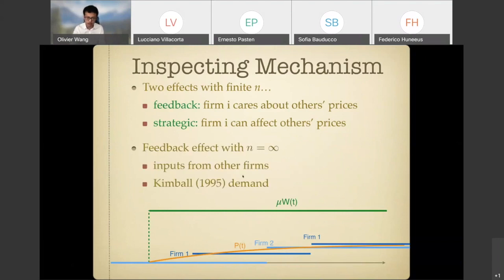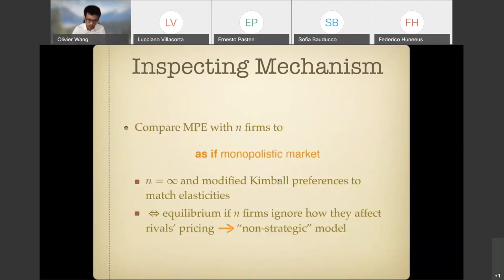Now, the feedback effect is present even with infinite n monopolistic competition when you have intermediate input or when you have Kimball demand. And so we don't have intermediate inputs here, but we could think about that. We're going to construct an economy that has an infinite number of firms and has different demand functions, different Kimball preferences that match the elasticities and superelasticities of the oligopolistic model. So in reality, you have a finite number of firms that gives you some superelasticities and elasticities. Now we construct an as-if economy that has an infinite number of firms that matches the same elasticities.